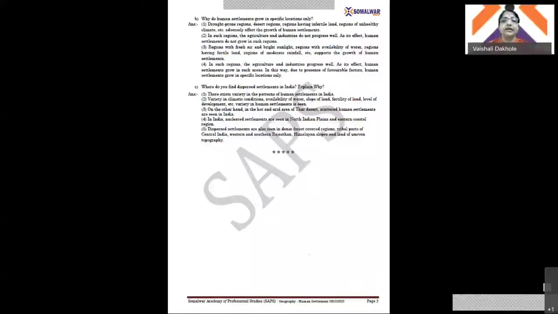And therefore, it is said that the regions which are drought prone or which are very dry and arid like a desert region, or the regions having infertile land, or the regions having unhealthy climatic conditions, they adversely affect the growth of human settlement. Okay, let's take the example here. Drought prone region, that means water is not available for domestic purposes, water is not available for agriculture. Such a drought prone region is the northeastern part of Brazilian highland. You can give examples here in the answer. While writing the answer, you can give the examples.